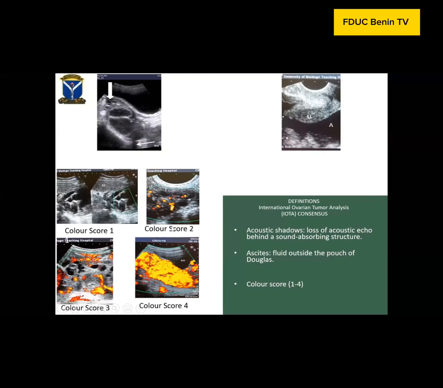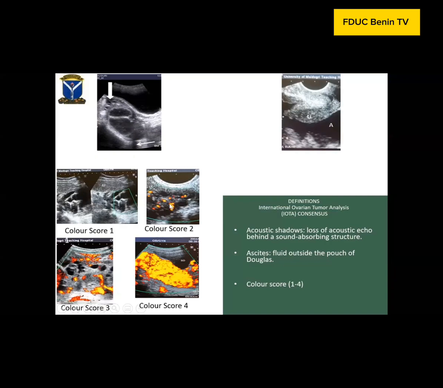Now, color score is classified into 4. Color score of 1, no flow. Color score of 2, mild flow. Color score of 3, moderate flow. And color score of 4, abundant flow. This is a case of cystadenoma, so we don't expect color flow. The color flow is 0.